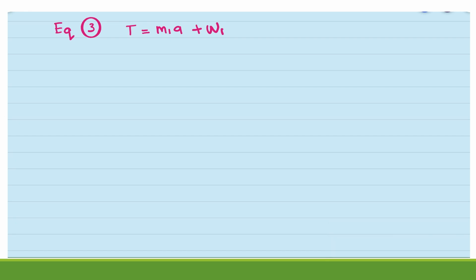Okay, second question, calculate the tension. We can use equation 3: tension equal to M1A plus W1. M1 equal to 3 kg, acceleration equal to 5.28, plus M1 equal to 3 times 9.81. So tension equal to 45.27 Newton.